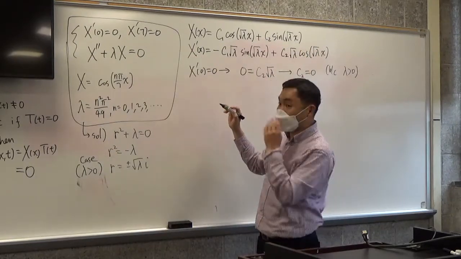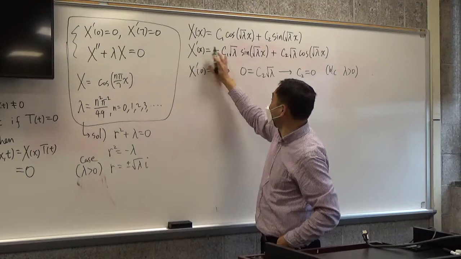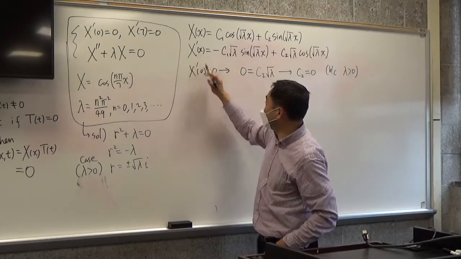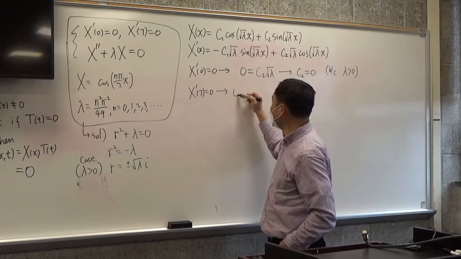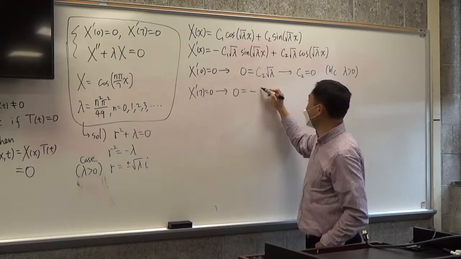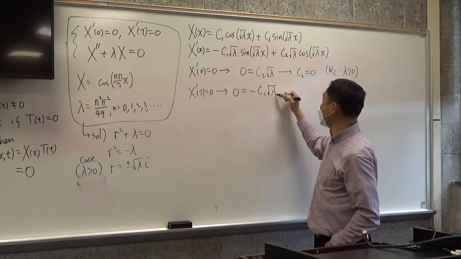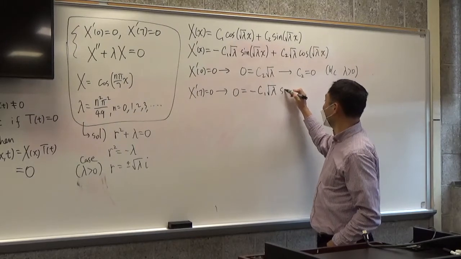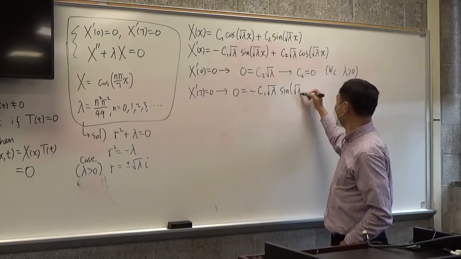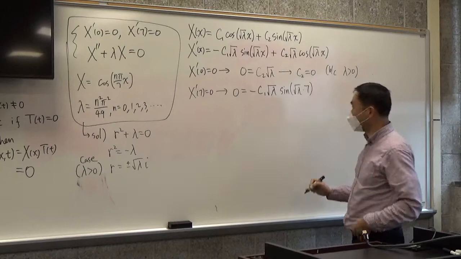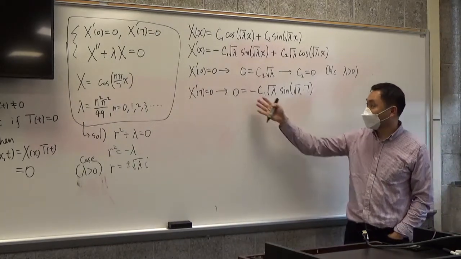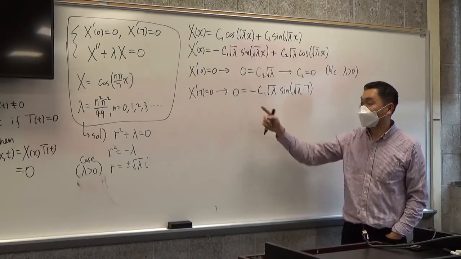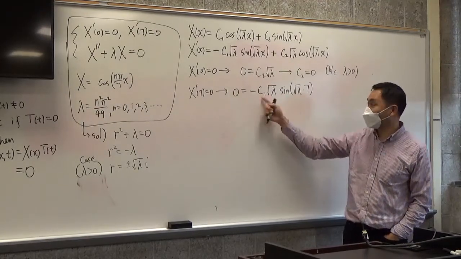Now let's plug in 7. And if I plug in 7 into x, x prime of 7 is 0. So x prime of 7 is 0. That makes 0 equal to negative c1 square root of lambda times sine of square root of lambda times 7. Okay. Now you have 3 things multiplied to 0. So we have to figure out what happens when each of these are 0.